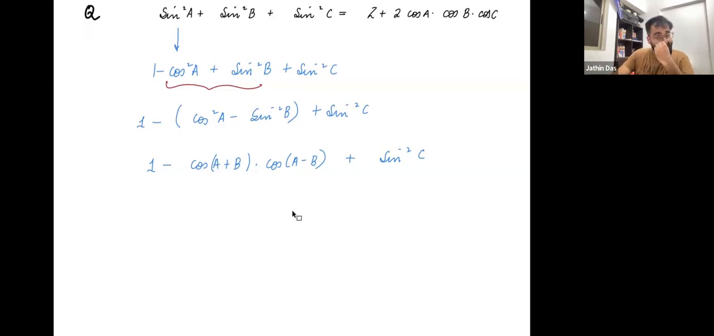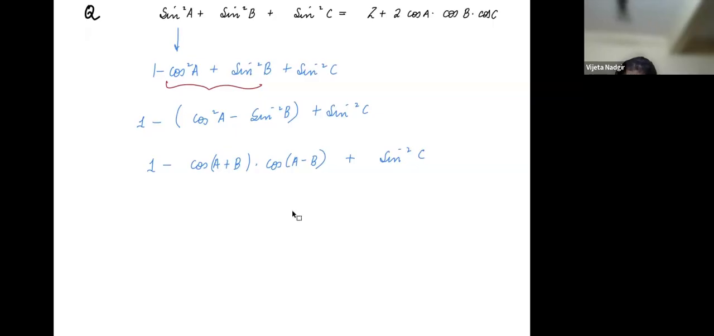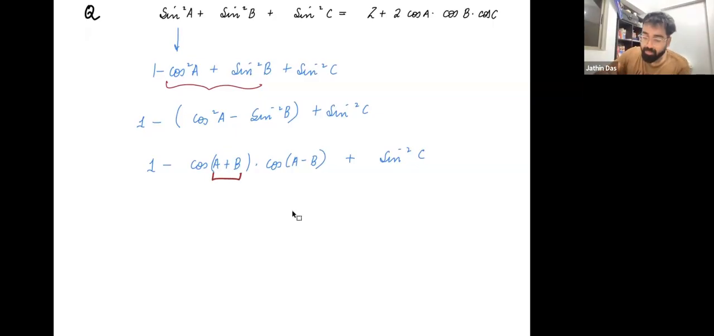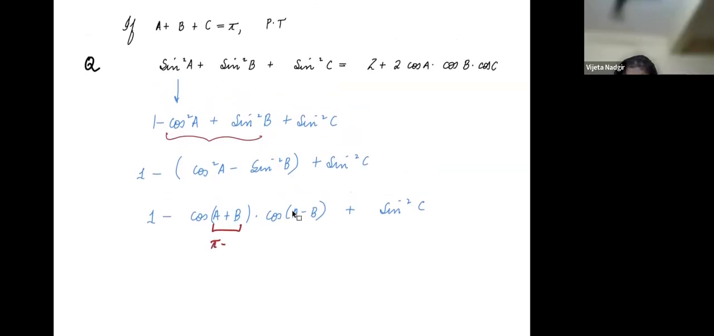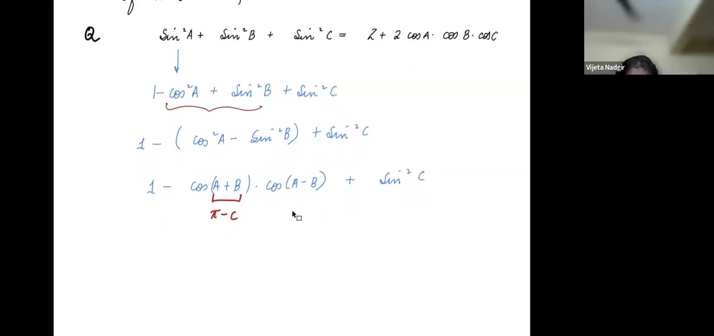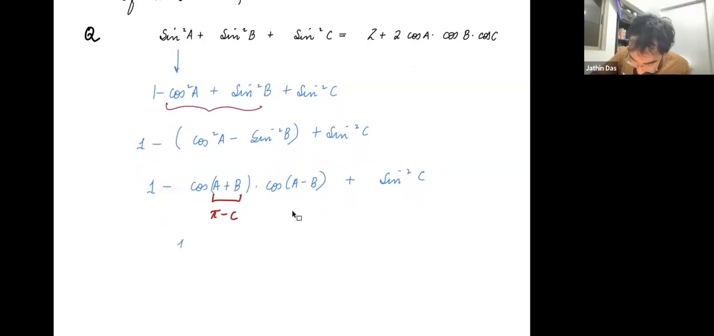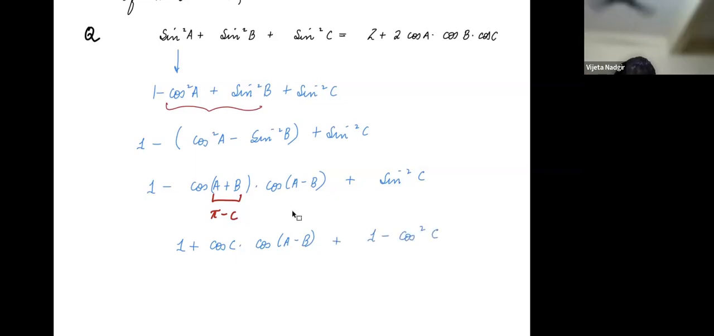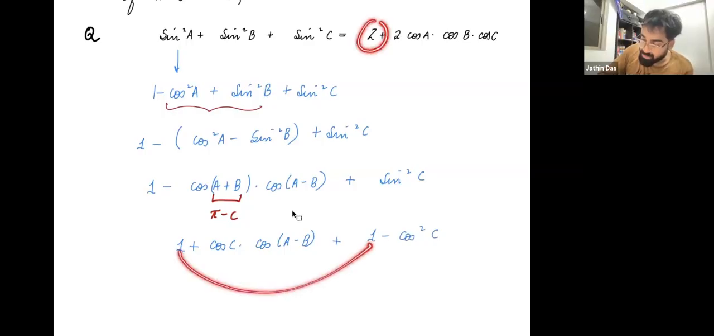Now what will you do? Sine square C. What now? But first tell me, what is A plus B? Pi minus C. So what is cos (180 minus theta)? Minus cos theta. So minus will become plus. So 1 plus cos C into cos (A minus B). So basically I have to take cos common here. So sine square, what do I do? 1 minus cos square. And this 1 and 1 will add up to 2, and that 2 is sitting there silently.